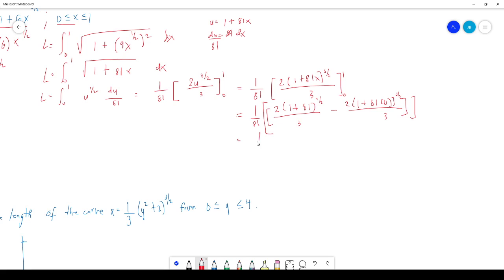Okay, simplify. 1 over 81 times, this is 82, no, raised to 3 halves. So 2 times 82 raised to 3 halves all over 3 minus 1 plus 0 raised to 3 halves. So that's 2/3 lang. Now 1 raised to 3 halves is 1. Then you also multiply it by 2, then 2/3.